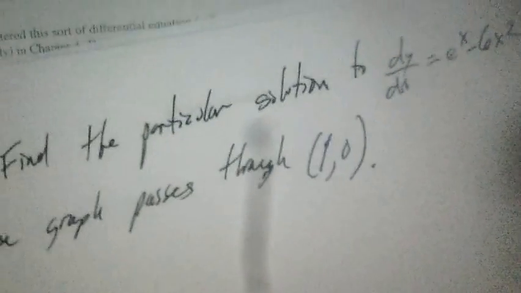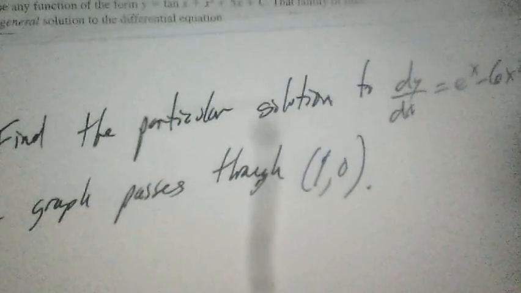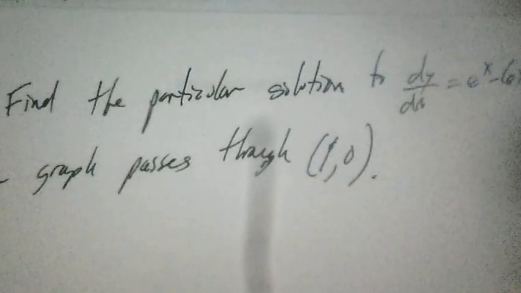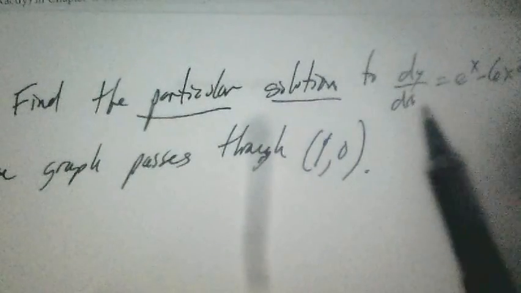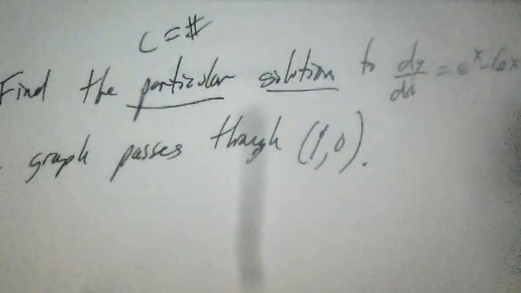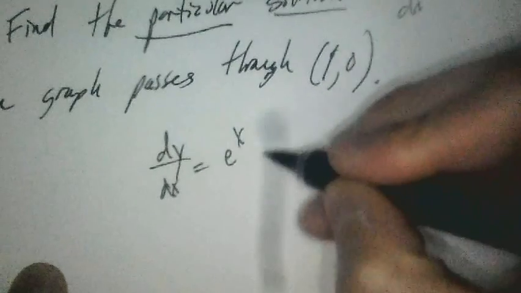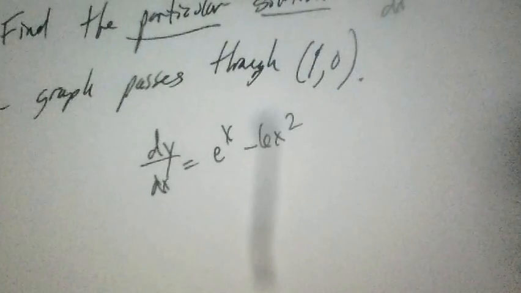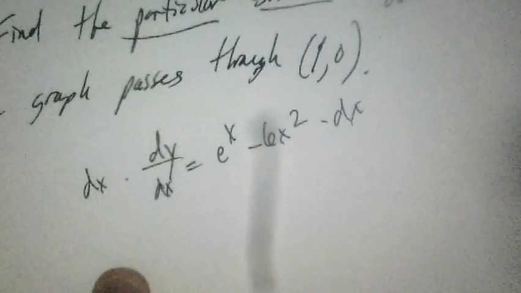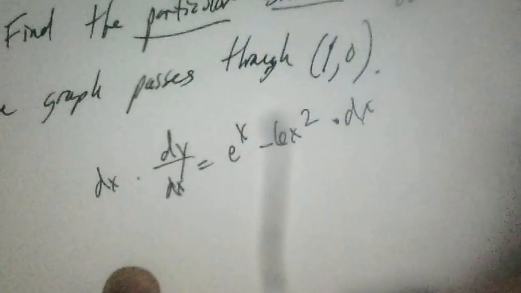Alright, so what we need to do is first, when you want the particular solution, that means that C is going to be some number. We're going to find that actual number here. And so first we need to find the general solution, and then we're going to find the particular solution to that. So I'm going to rewrite my equation dy dx equals e to the x minus 6x squared. Now I'm going to multiply by dx to both sides, because before we anti-differentiate, we need to make sure that our d's and our y's are on the same side. So I get dy equals e to the x minus 6x squared times dx.